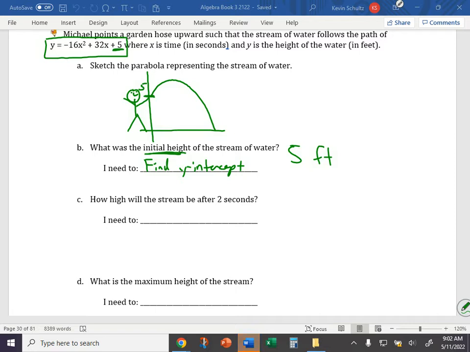Kylie, how do you know it's feet and not inches? It does say in feet.